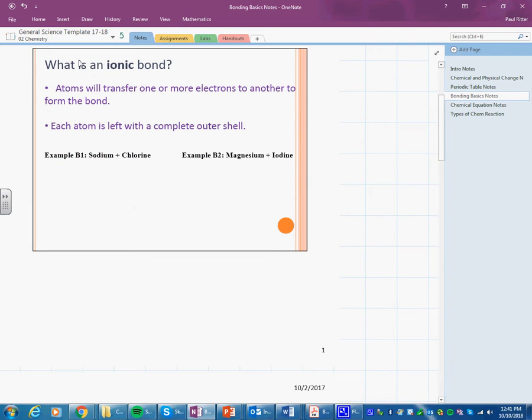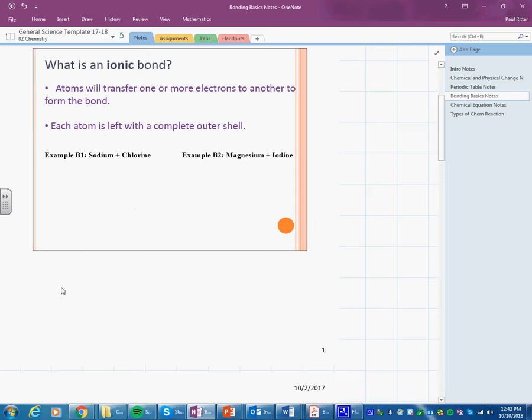Okay, first of all, there's two types of bonds. There's ionic and covalent bonds. In an ionic bond, atoms are going to transfer electrons from one to another. In other words, they're giving them away. And so, what I'm going to do is show you that atoms want to have a complete shell.